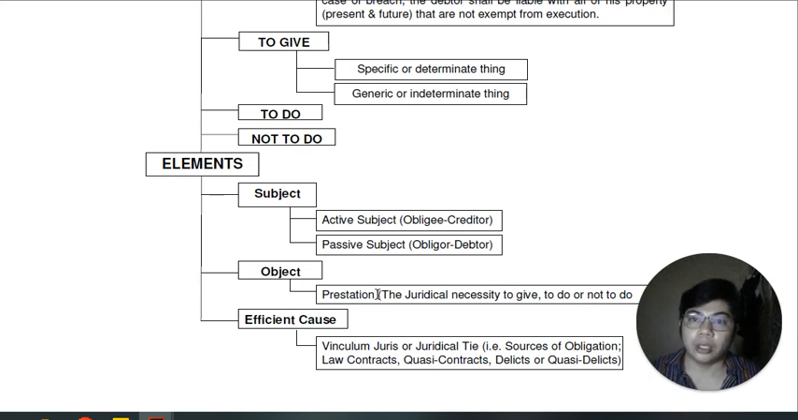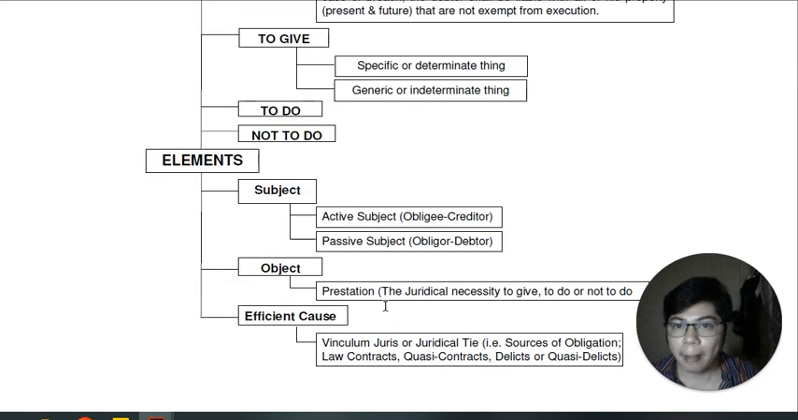So, one of the requisites of an object is that it must be legal. So it must be possible in fact and in law. And also it must be determinate or at least determinable, and at least it has a pecuniary value. We will also dwell on that later, but just an introduction to you.